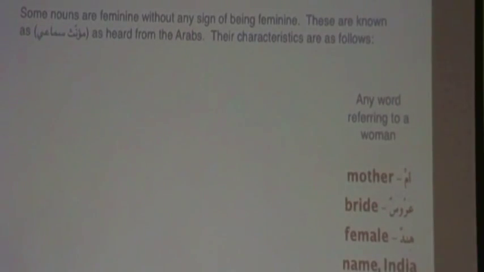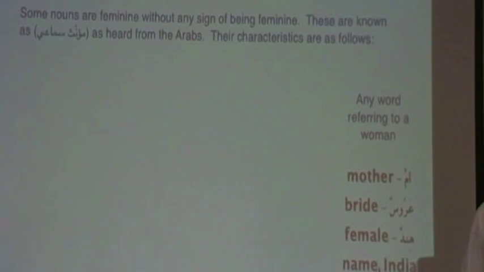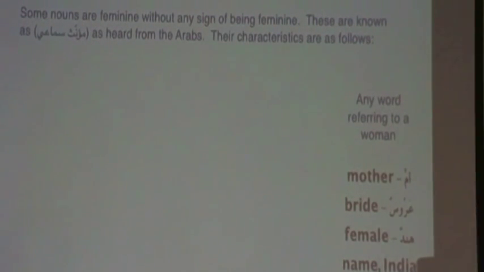Now, what does this refer to? Any word that refers to a woman, we treat it as feminine. Ummun, which means a mother. Arusun, which means a bride. Hind is the name of a female. It is also India. You say Al-Hind, right? And all of these are treated as feminine.